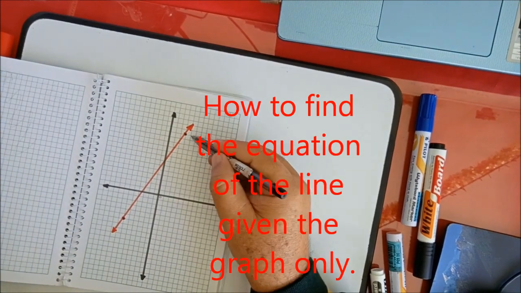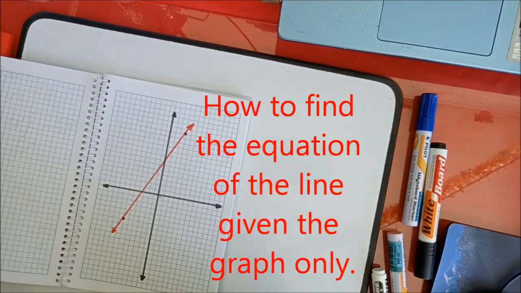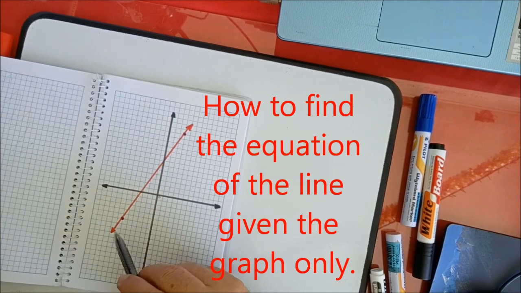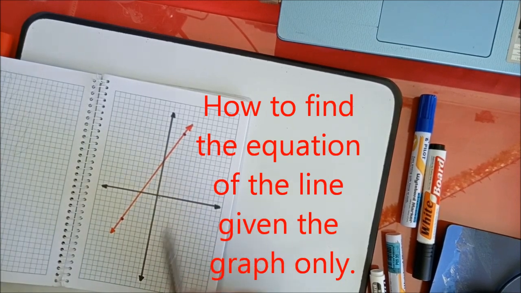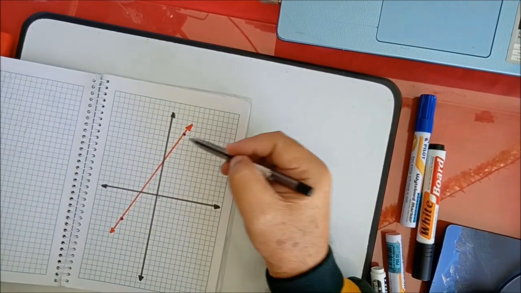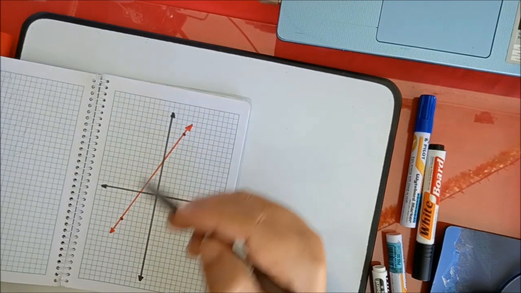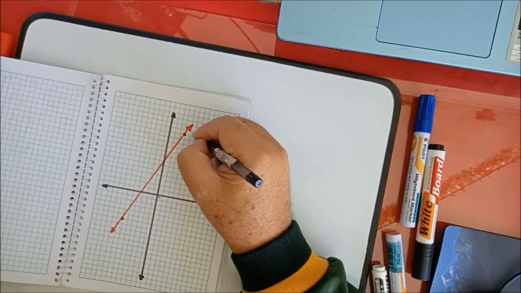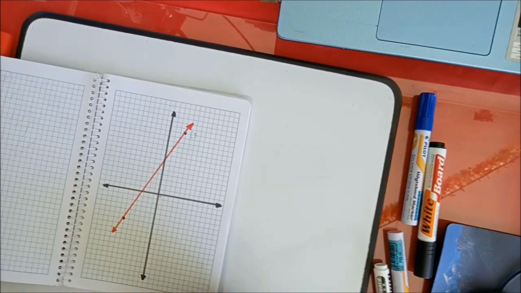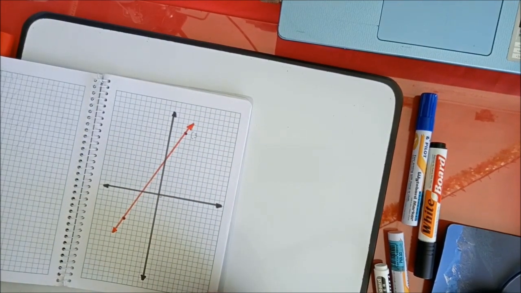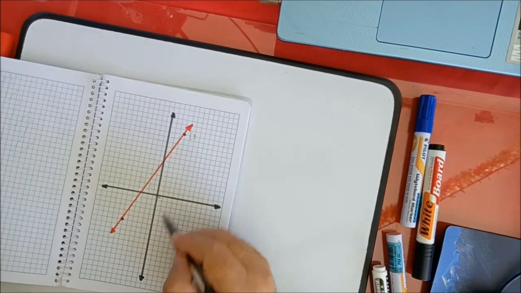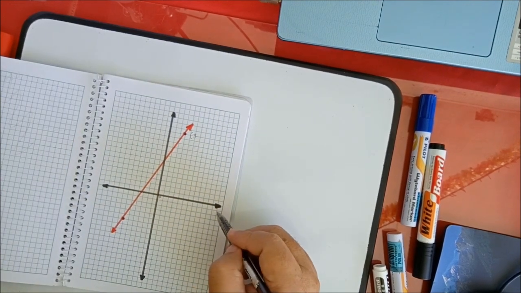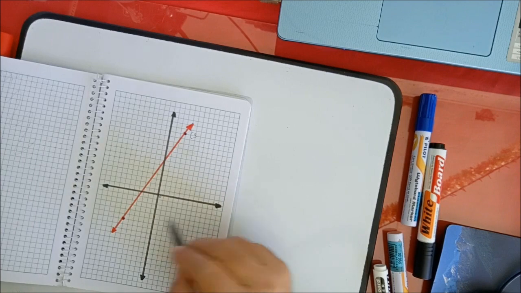Mag-a-assign ka muna ng point. Okay, meron ka namang graph eh. Mag-a-assign ka muna ng point. Ano ba ang point na to? Magbibilang ka ngayon. 1, 2, 3. Okay, meron ka ng 3. Bakit positive? Kasi nasa positive side, nasa kanang banda ng 0.